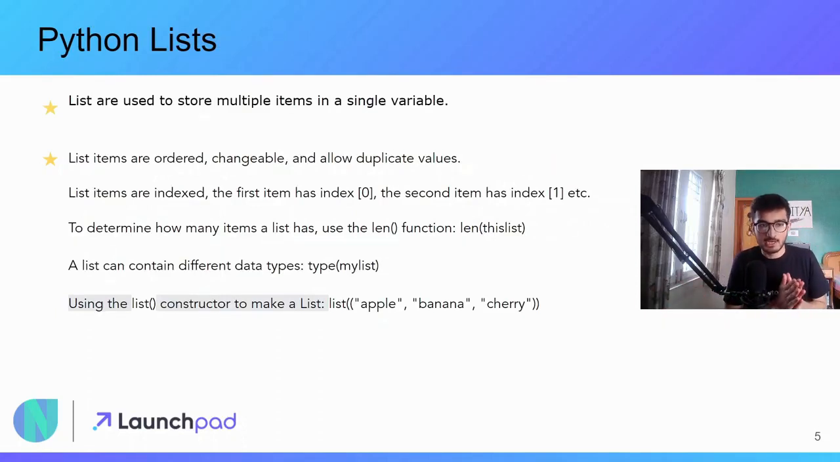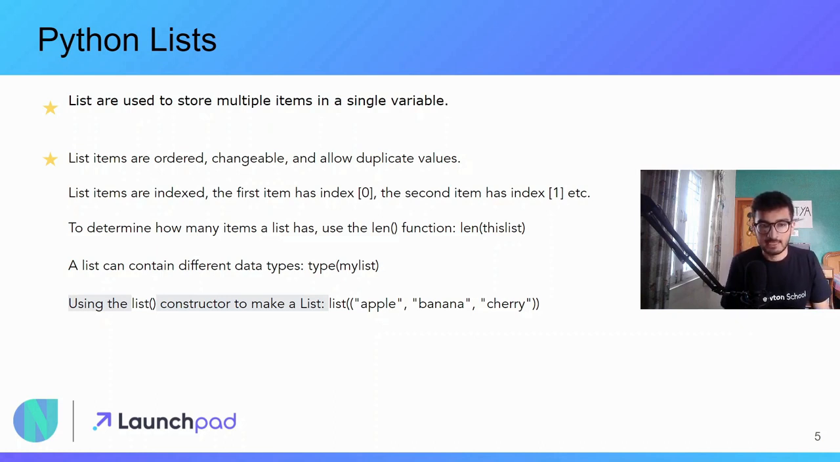Lists are used to store multiple items in a single variable. So we have the same variable name, but we can store multiple items in it. The list items are ordered, they are changeable, and they allow duplicate values.